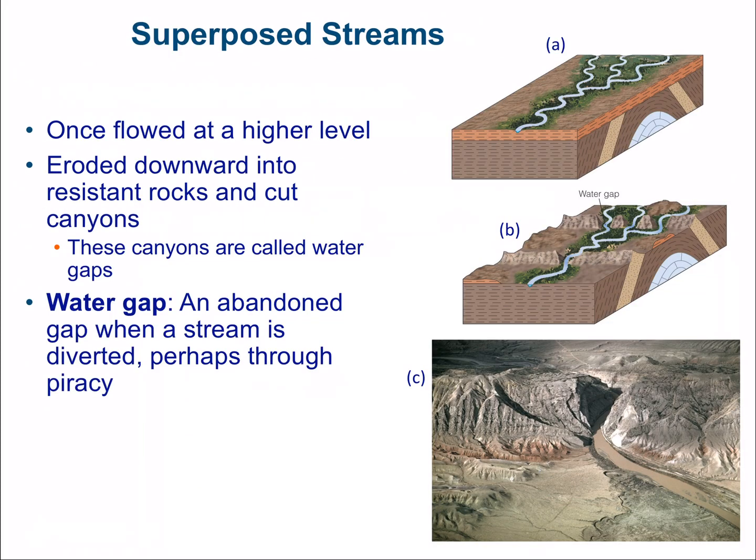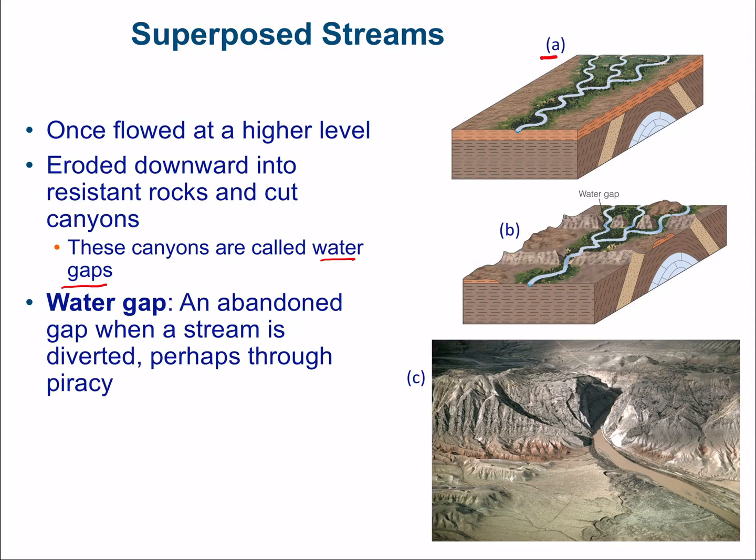Lastly, we can have what we call superimposed streams. These are streams that once flowed at a higher level. They've been eroded downward into your resistant rock, and they cut a canyon. The canyon is then called a water gap. So a water gap is basically a gap where your stream was diverted. Usually that diversion happens through piracy.